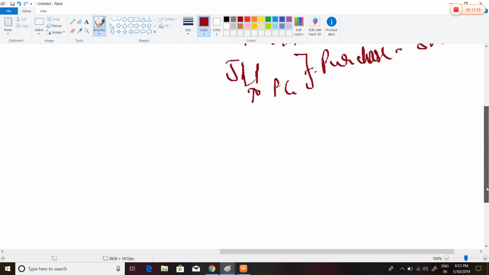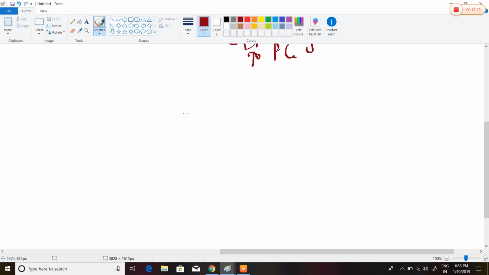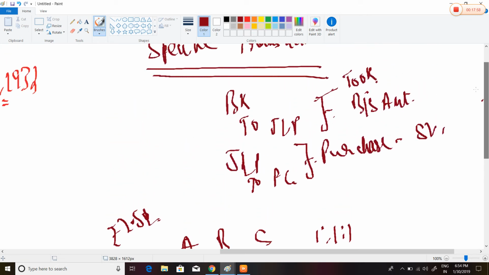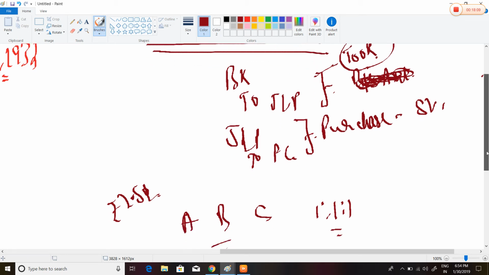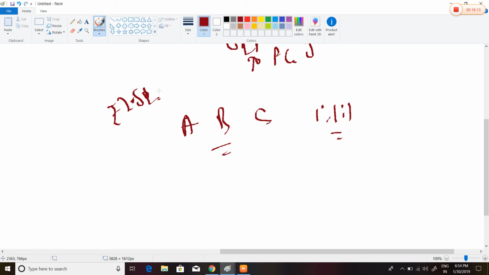Okay, let's take up a small example. A, B and C are in a partnership firm, sharing profits equally, 1:1:1. They took a JLP of rupees, let's say, 2,50,000. And at the balance sheet, here I've written wrong, so please ignore it. At which they took, that is the purchase value, and the surrender value appearing in the balance sheet is, let's say, 50,000.